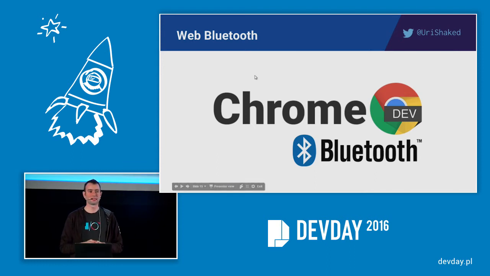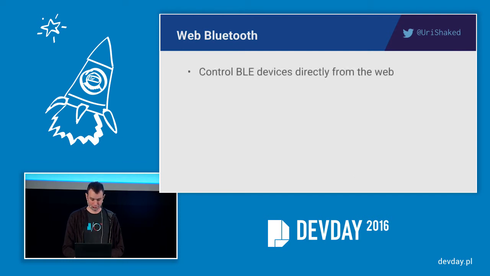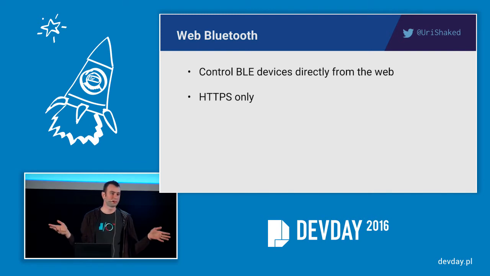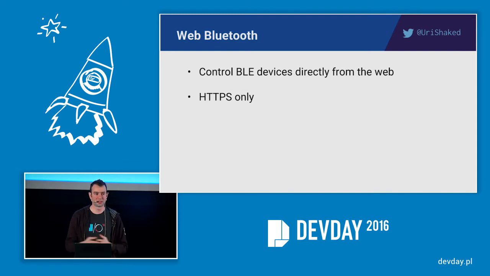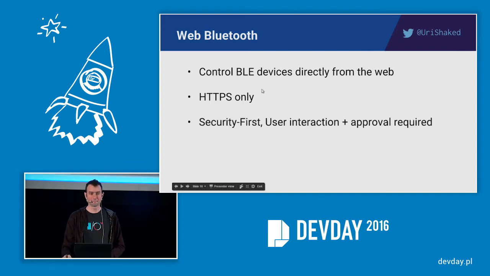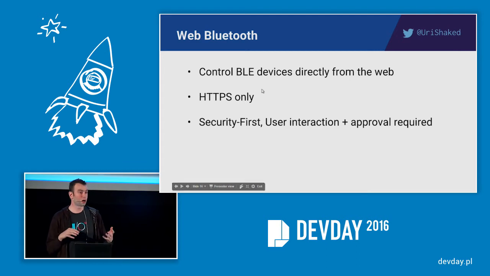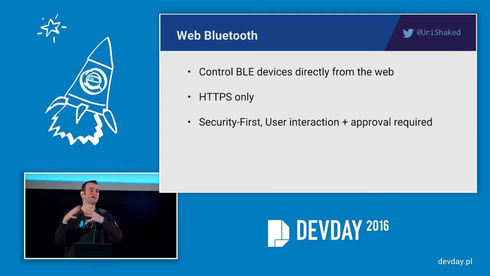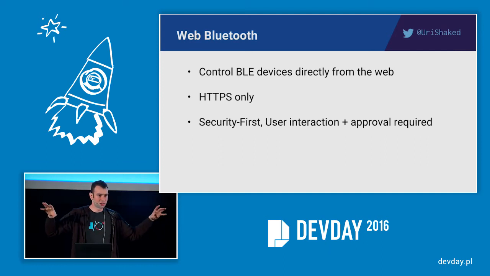So Web Bluetooth enables us to control Bluetooth low energy devices directly from the web, currently only on Chrome, as we will see in a second. And it only works over HTTPS. Most of the new web APIs only work with HTTPS, like service workers. I think that WebRTC only works on HTTPS, so this is no exception. It has a lot of security in mind, so you can't just ask, please, dear browser, give me access to all the Bluetooth devices around me, because that would be creepy if I opened a web page and suddenly all the devices around me would start to do strange things.